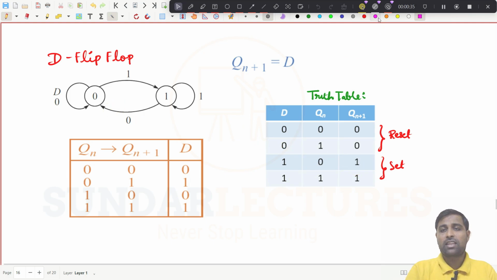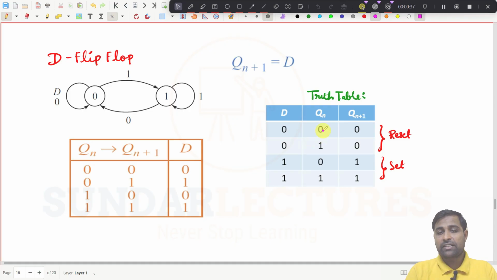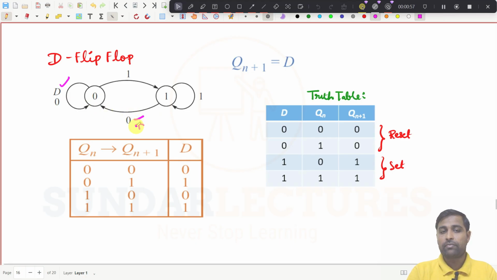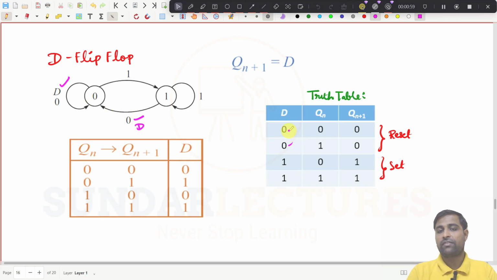So now what is the thing here? See here, if the present state is 0, then next state should also be 0. Then what should be the value of D? It is 0. See here, if present state is 0, it has to retain in 0, then D is equal to 0. And if present state is 1, it has to go to 0 now. And what should be the value of D? It is 0. That is what we have written here.